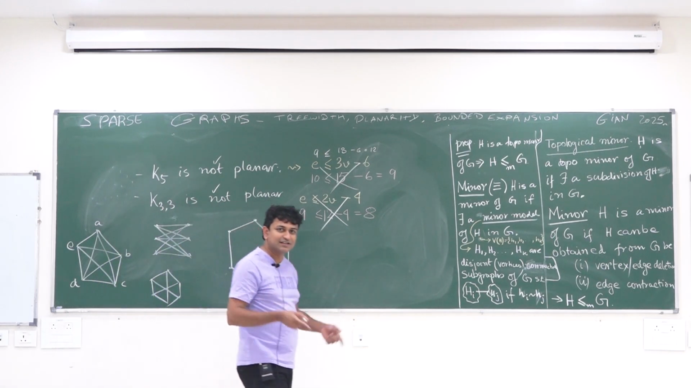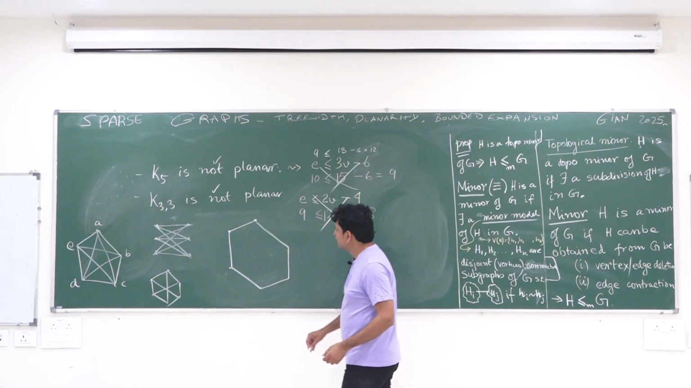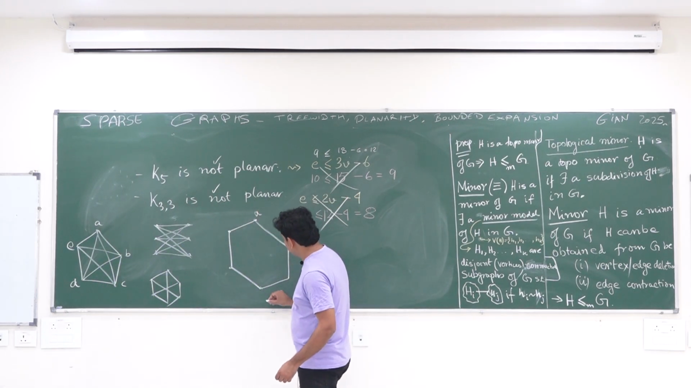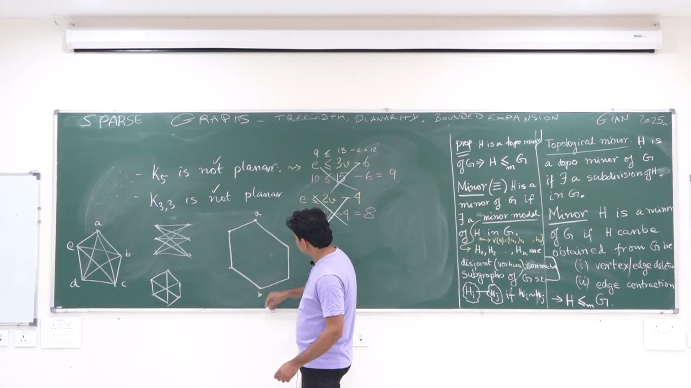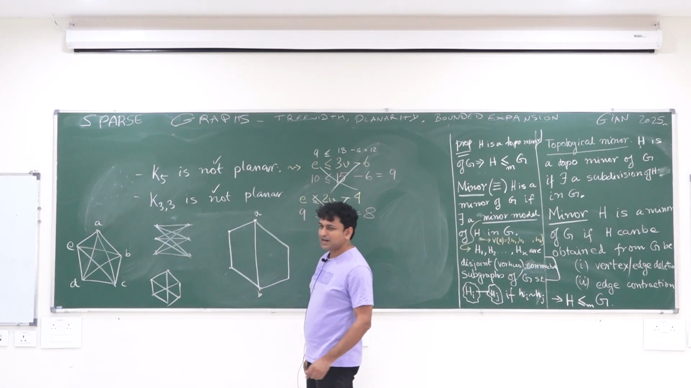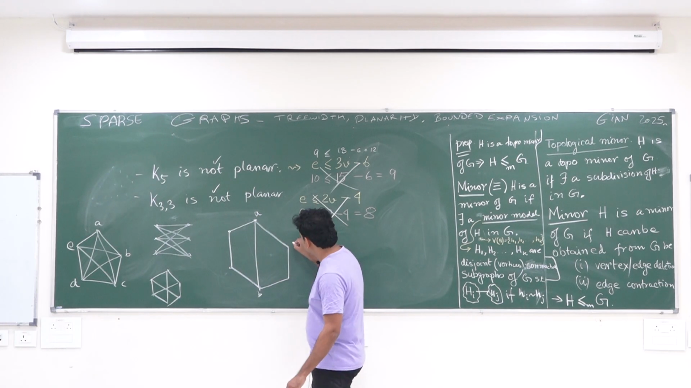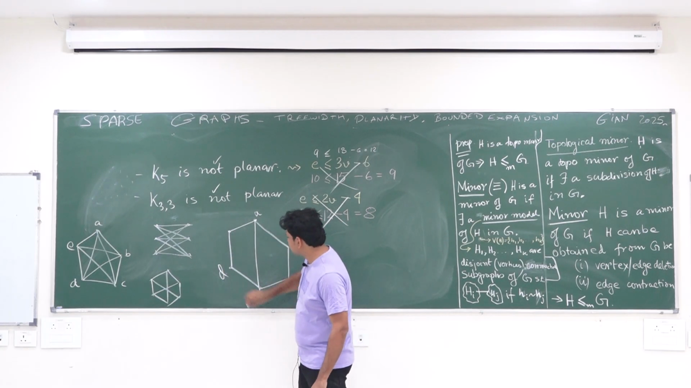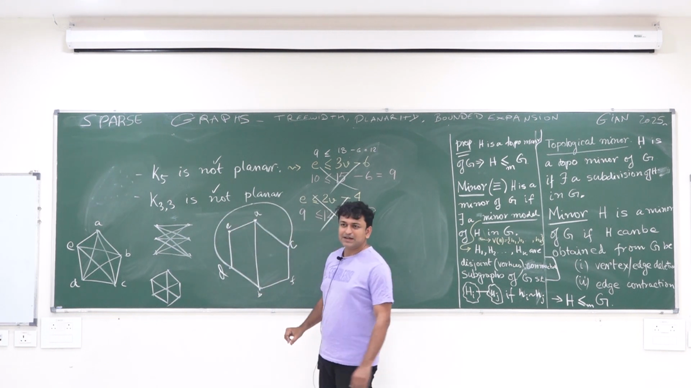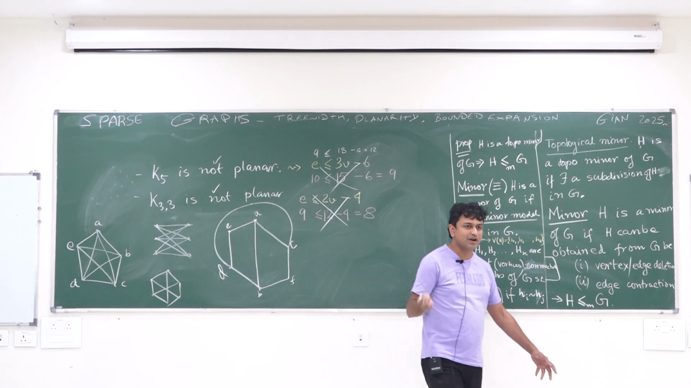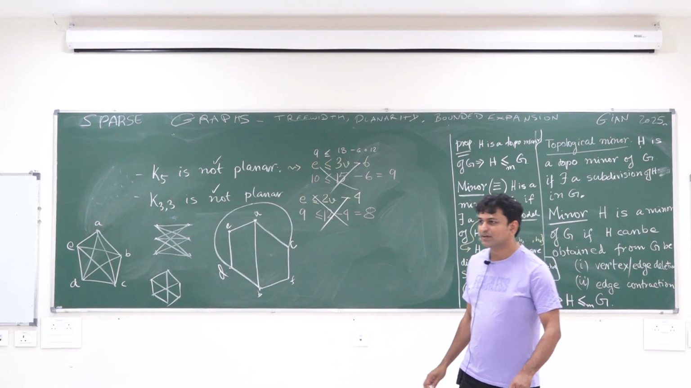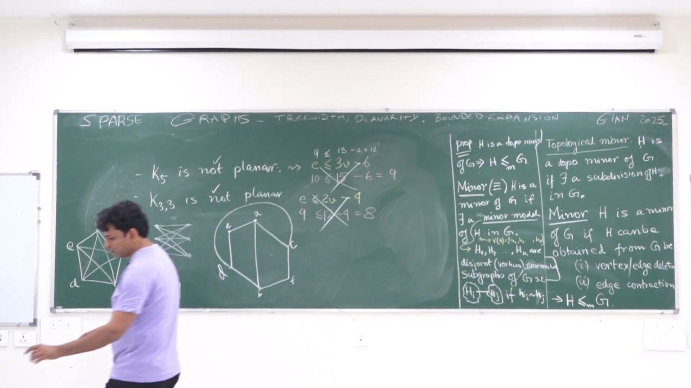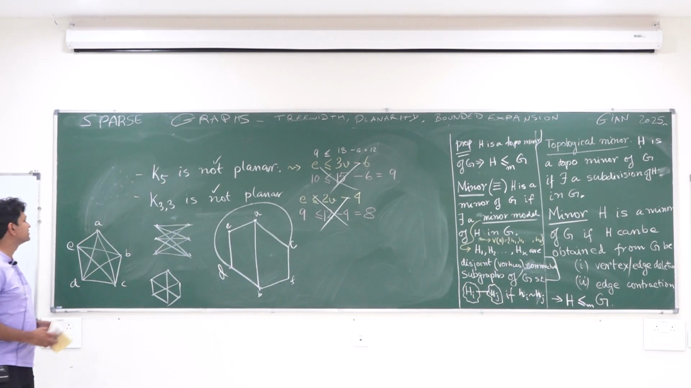I have a 6-cycle, which will again be a closed curve, and A and B must be adjacent. Let's say it's adjacent from inside. Now C and D must be adjacent. It cannot be from inside, it has to be from outside. But E and F also should be adjacent, and it cannot be from inside or outside. It cannot be. So this is the geometric proof that K5 and K3,3 are not planar.